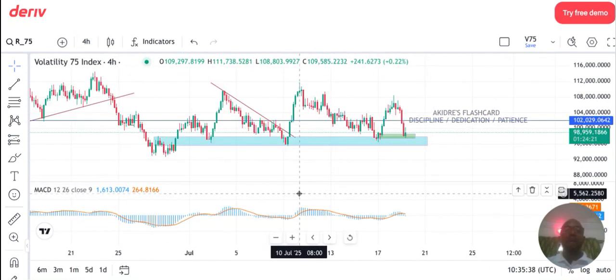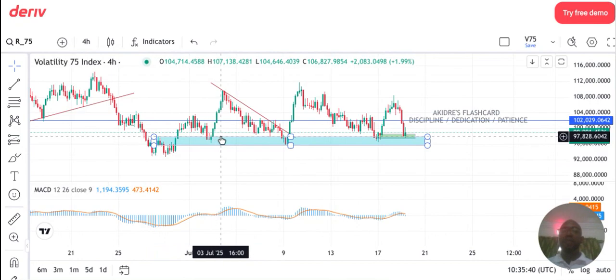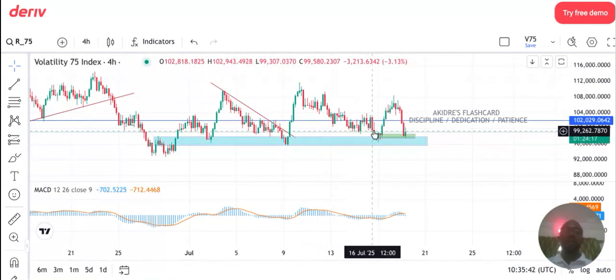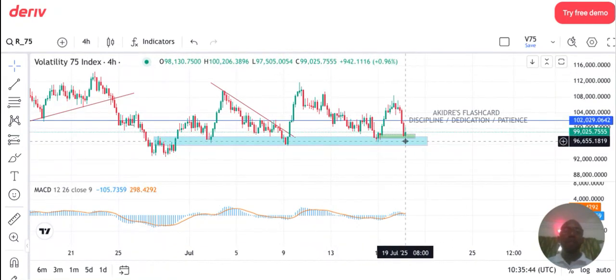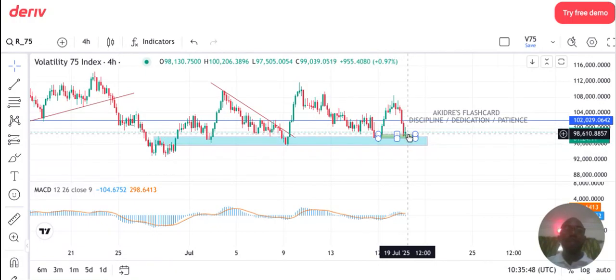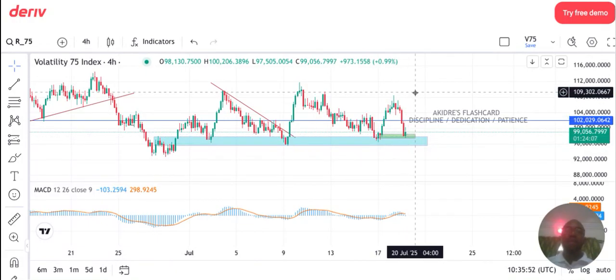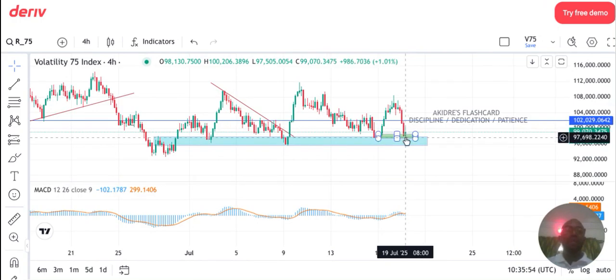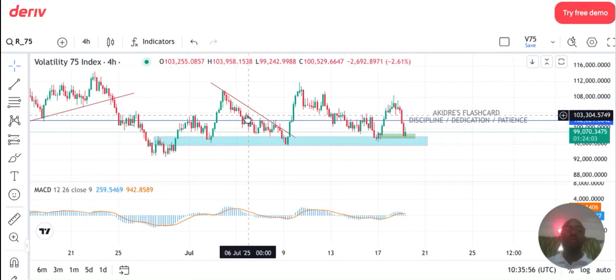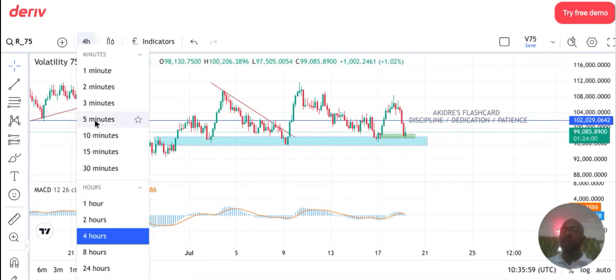We go to the 4-hour, you can see what's happening here. The next thing the market is doing is reacting to the upside. So this is a good entry opportunity from here to buy to the upside, and it's going to be a long buy. If you are with me, let's go down to 1 hour.